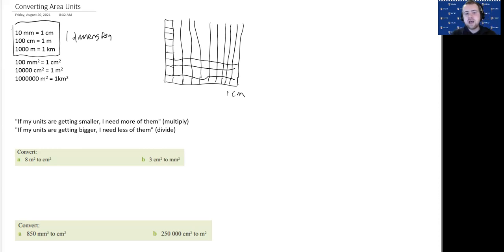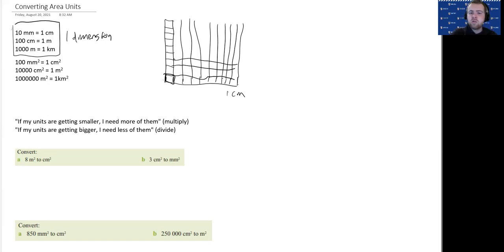You can see the idea is the amount of square millimeters. Here's 1 square millimeter. We had 10 across in one dimension, and we're going to have 10 up in the other direction, so there's going to be 100 in total. So we know there are going to be 100 millimeters squared in a centimeter squared.